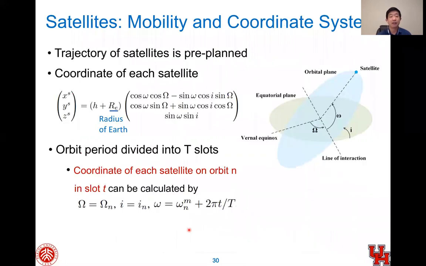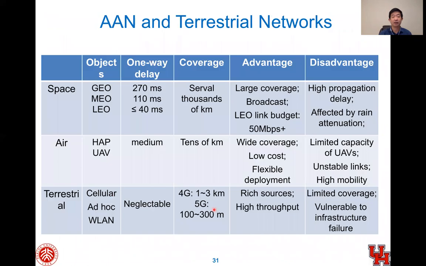And for satellite, the major difference between satellite and UAV is that for UAV you can control the location and fly to different places, but the satellite is fixed. At a certain time, I know which satellite is located where, and the coordinates of each satellite will satisfy this equation. Also the orbit and the time slot for each satellite can be accurately calculated. So this is the case.